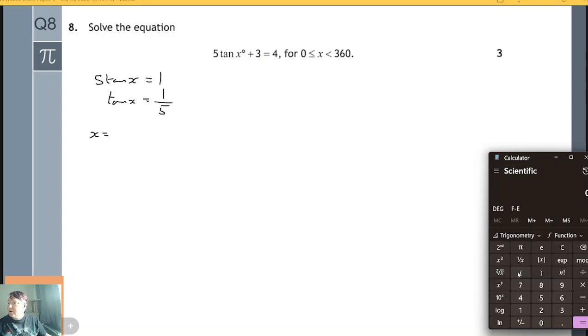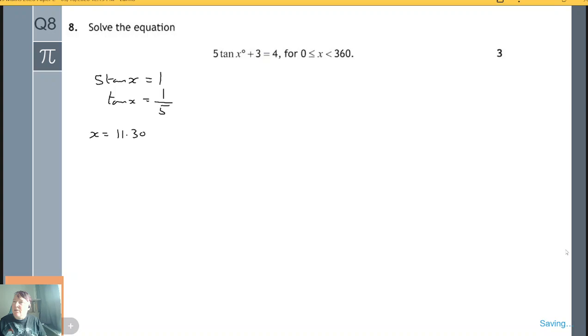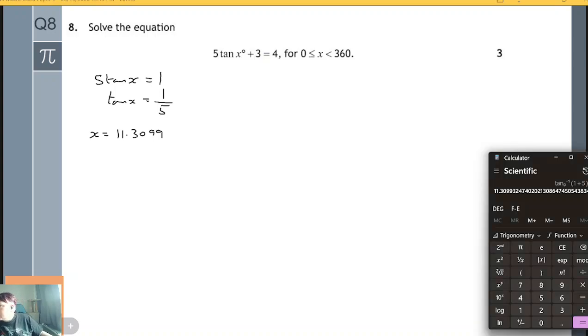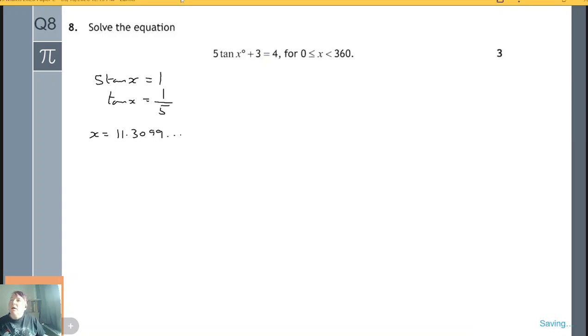I've got bracket 1 divided by 5. I could just put 0.2 in because I know that one. And I want the inverse tan of it. So that's 11.3099. And was that 5 afterwards? 993. Yeah, can leave that at that point then. Don't need to round.